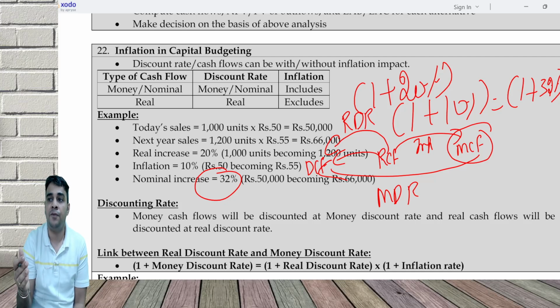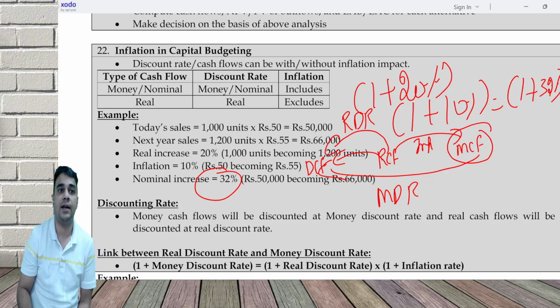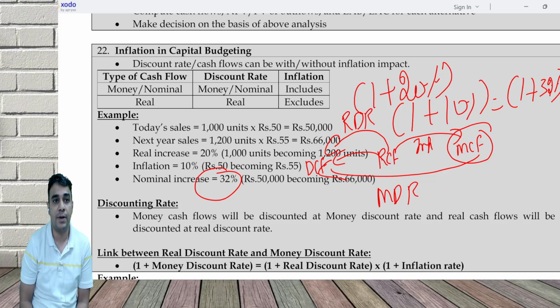When I say add inflation, addition can be done. Removal is not minus, removal is division, because when you want to do any discounting, we don't do minus 10%, we do divided by 1 plus 10%. The present value factor is calculated as 1 divided by 1 plus 10%.